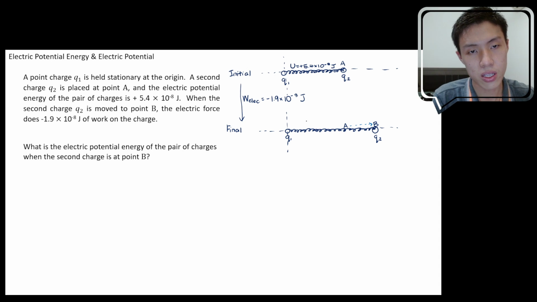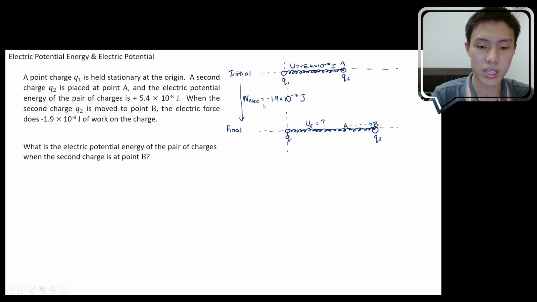So they're asking for this U final. What is the value of this U final over here? Okay, so we'll try to solve this question again by seeing that the work done by the electric force over here can be related to the change in electric potential energy that occurs during this change from initial to final state.